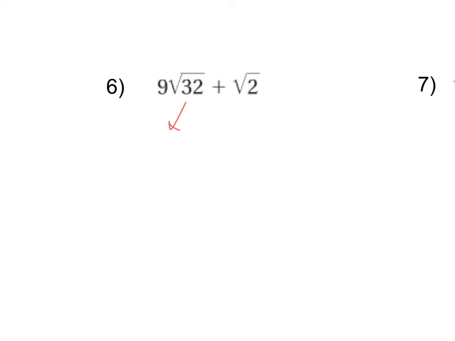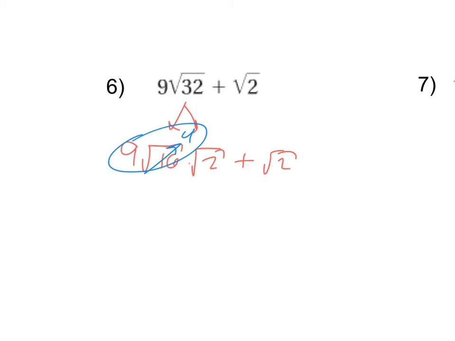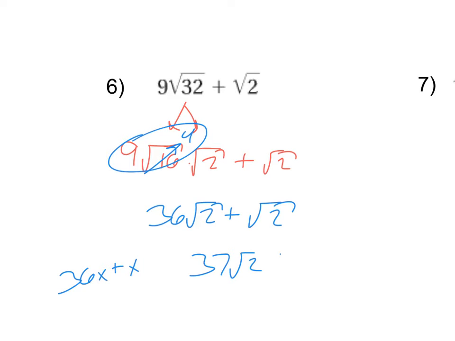But square root of 32 I can break apart. The 9 still stays in front, but I can break apart the square root of 32 into the square root of 16 times the square root of 2, and that's still plus the square root of 2 over here. The reason that helps me is that now I can take the square root of 16 and get rid of that square root. It's 4. Then 9 times 4 gives me 36 square root of 2 plus another square root of 2. This is almost like having 36x plus another x, right? It's the same idea here. This would be 37 square root of 2. So there's help on number 6.